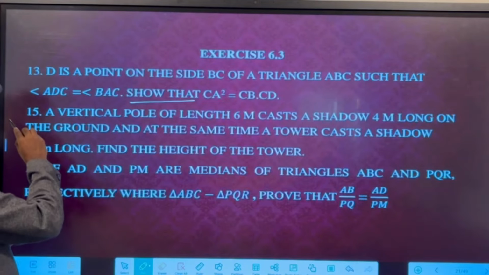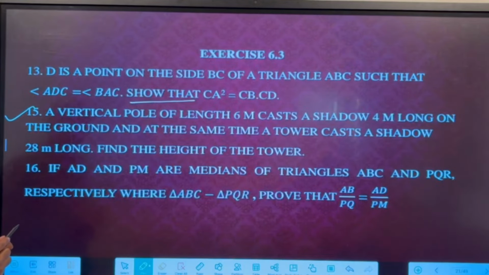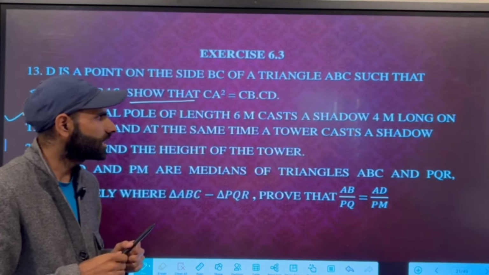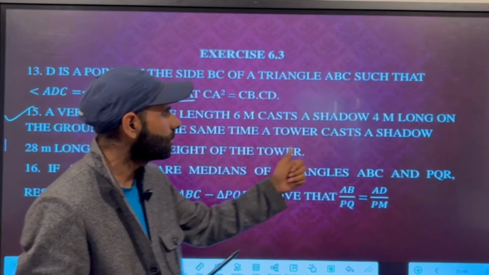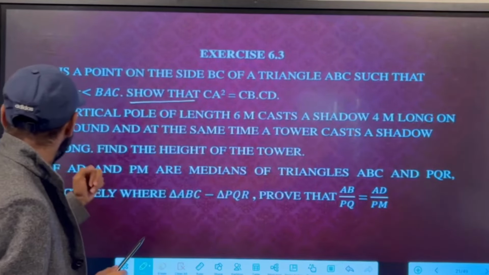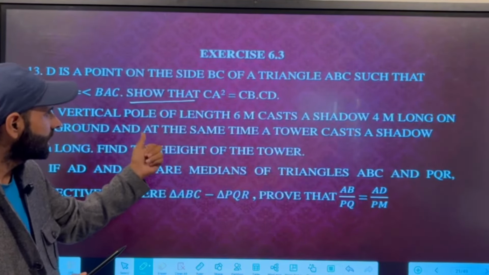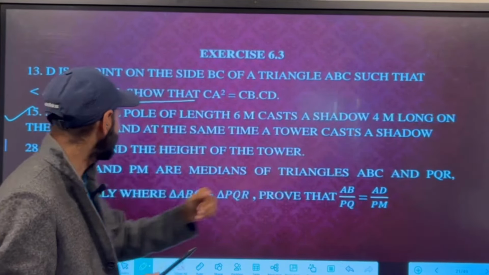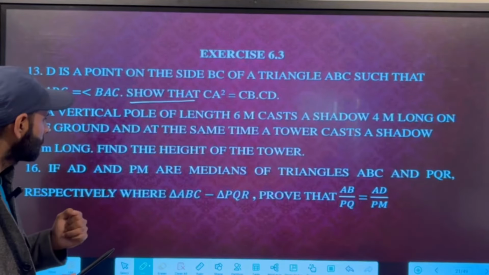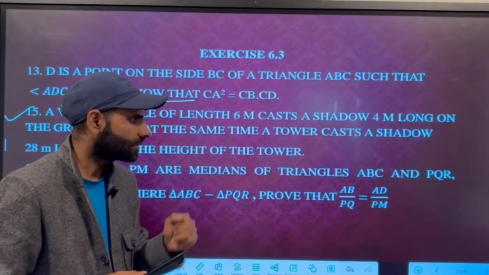From the same exercise, question number 15 is also important. A vertical pole of length 6 meter casts a shadow 4 meter long on the ground, and at the same time a tower casts a shadow 28 meter long. Find the height of the tower.